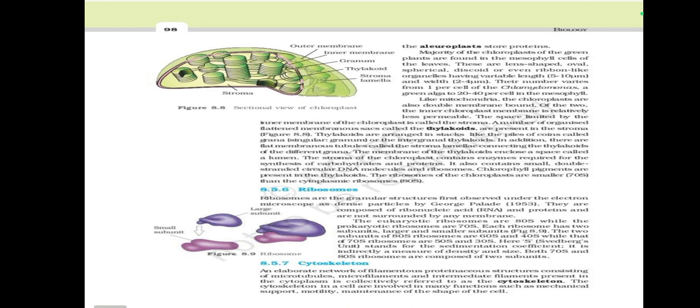Cytoskeleton. The elaborate network of filamentous proteinaceous structures consisting of microtubules, microfilaments, and intermediate filaments present in the cytoplasm is collectively referred to as the cytoskeleton. The cytoskeleton in a cell is involved in many functions such as mechanical support, motility, and maintenance of the shape of the cell.